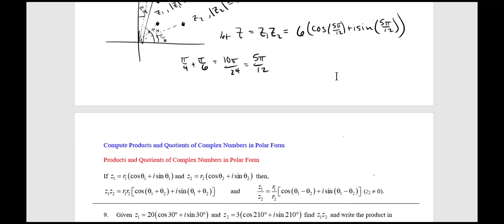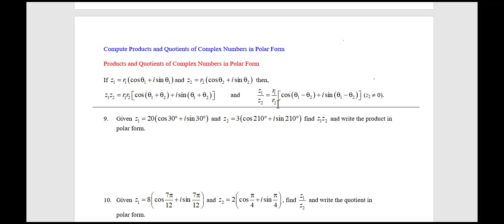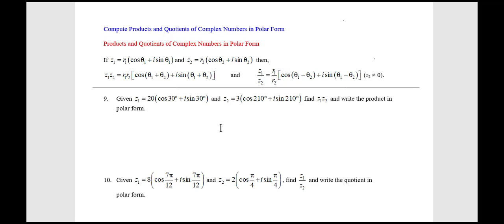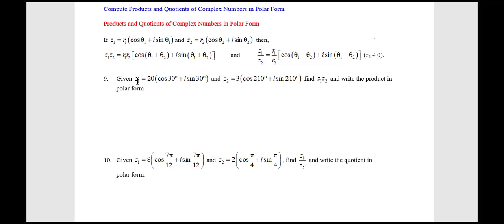That's the big lesson. And for division, it follows a very memorable pattern. For division, the moduli divide and the arguments subtract. You're just rotating in the opposite direction. So let's go through these really quickly here. Given z1 equals 20 times cosine 30 plus i sine 30, z2 is 3 times cosine 210 plus i sine 210. Find the product and write it in polar form.